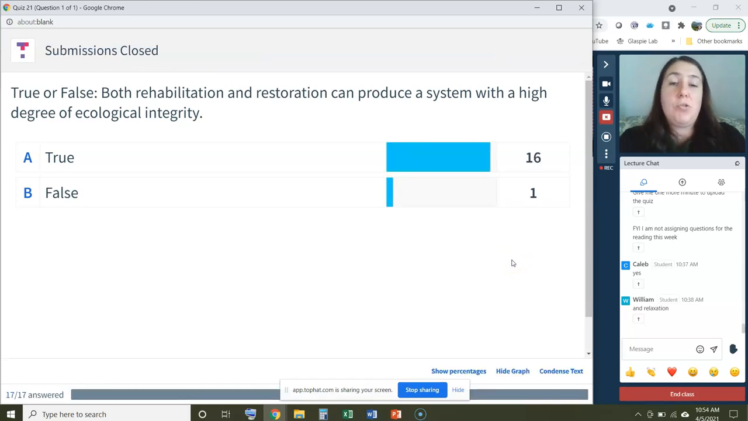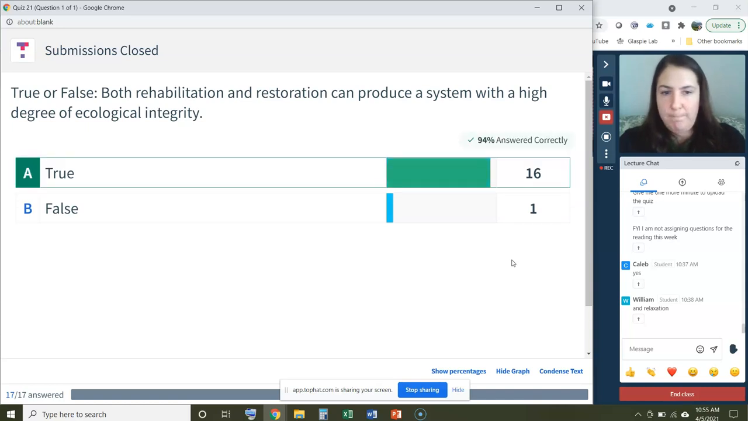True. This is a true statement. Excellent job. You guys did a great job on this. So both rehabilitation and restoration are really great for restoring ecological integrity. Restoration focuses on the native species, rehabilitation not necessarily. But both restore ecosystem functions and services. So that is true.